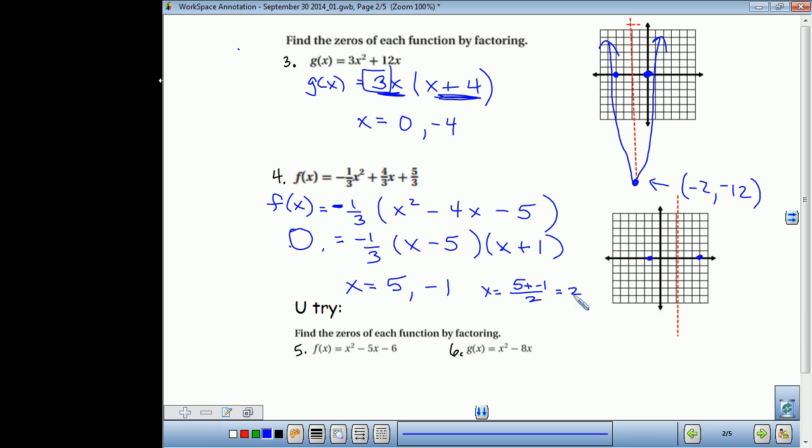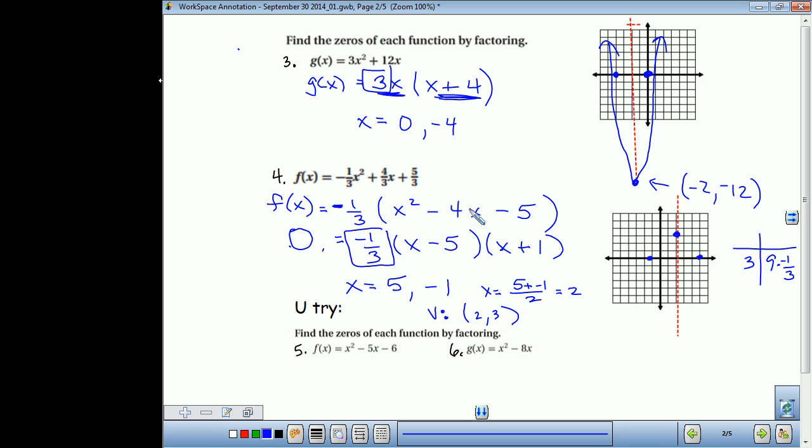Now, there's a couple ways I could do this. I could plug in this 2, or I could think about what effect this had. This is over 3, isn't it? Normally when I go over 3, I would square it and get 9. But I have a negative 1/3 out here. So I went over 3 and down 3, so I do the reverse of that. Up 3 and left 3. There's my vertex. So my vertex is the point 2, 3.